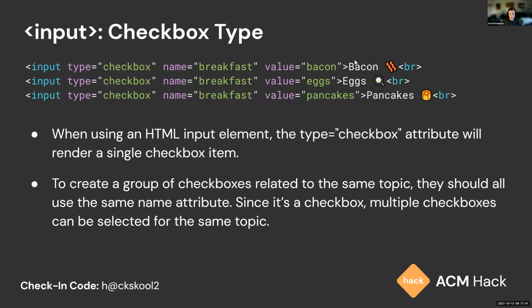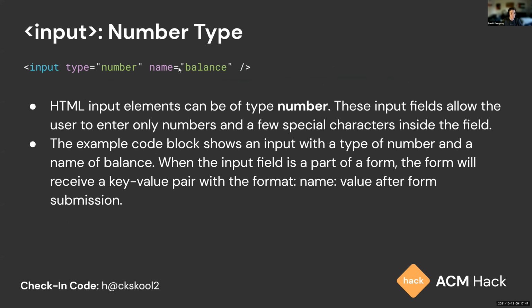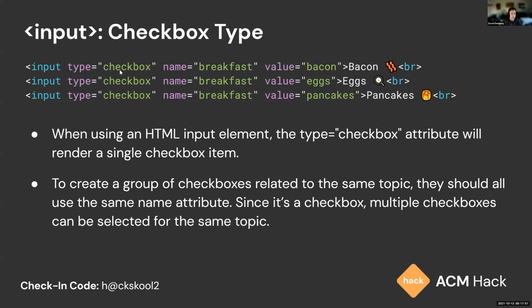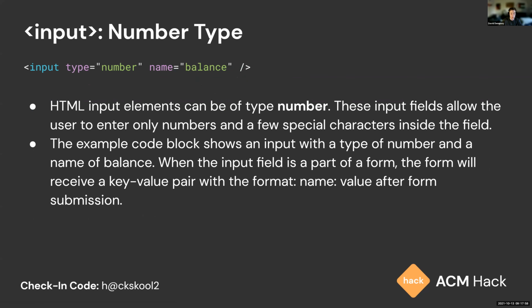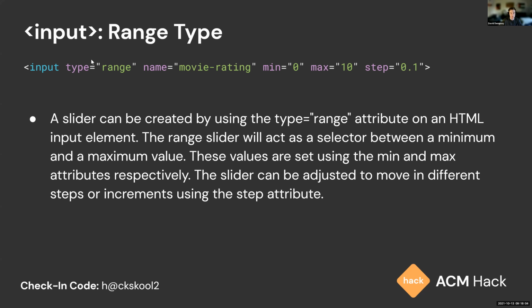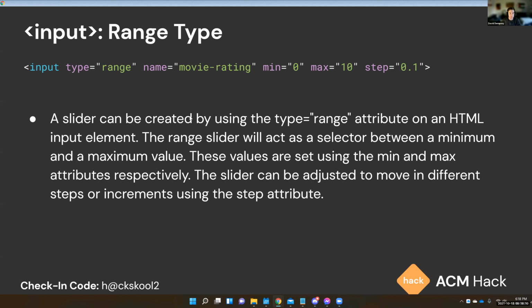I kind of already talked about this before, but checkboxes as well. Yeah, that's basically what a checkbox would look like. And number types. Sometimes you don't need to input words, you just need to input a number, like a quantity of something. That's when you just indicate the type is number. Yeah, and same thing if you want a bar that is a range from 0 to 100 or 0 to 10. If you want to do a movie rating, you would use that as well.